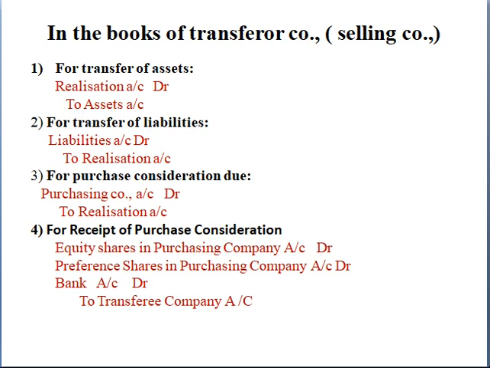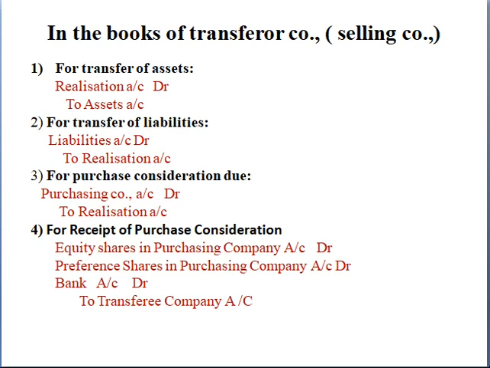One is the transferor company, which is called the selling company, and the second one is the transferee company, which is called the purchasing company. Once the purchase consideration is calculated, your second step is to calculate the discharge of purchase consideration, which is how that purchase amount is being settled. Once these two steps are done, the third is to pass the journal entries.